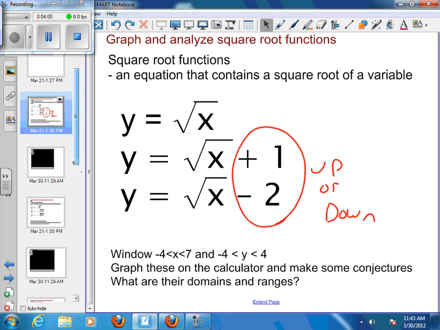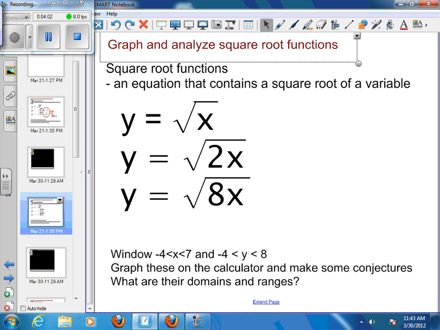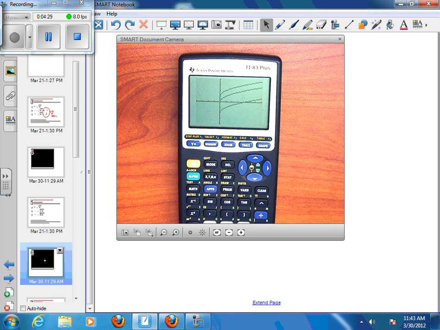So let me look at my next set of equations that I want to look at. Now I've got x, 2x, and 8x. This time I'm going to have the radical over top of both of the terms. And my x is going to again go from -4 to 7, but my y I'm going to change from -4 to 8, so I can see everything that's going on. So I'm going to go back and grab my calculator, and I'm going to plug these in there.